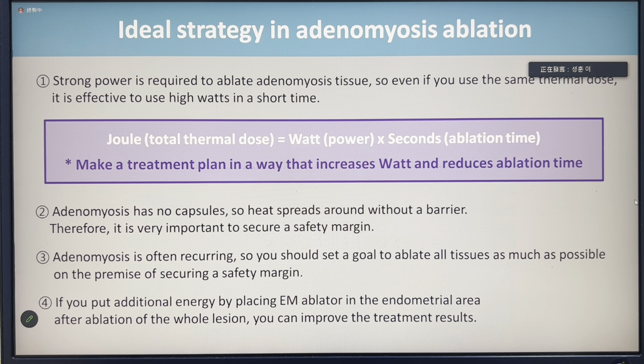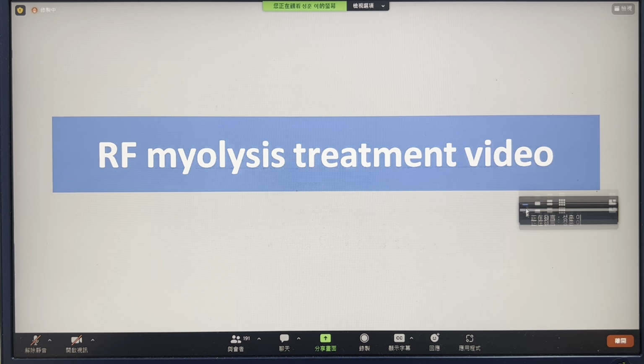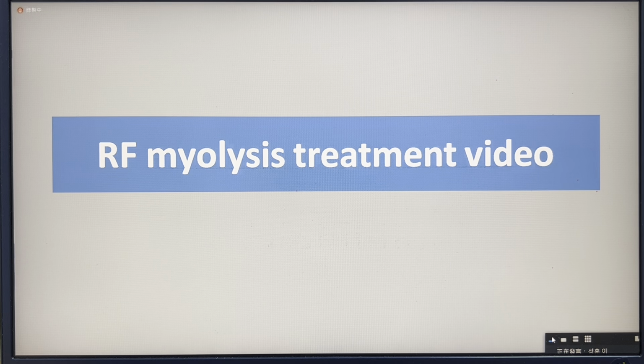And adenomyosis is often recurring, so you should set a goal to ablate all tissues as much as possible on the premise of securing a safety margin. If you put additional energy by placing EM ablator in the endometrial area after ablation of the whole region, you can improve the treatment result. Next, let's see the RF myolysis treatment video.